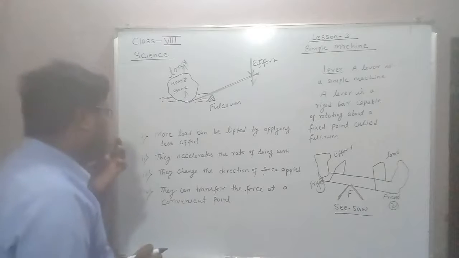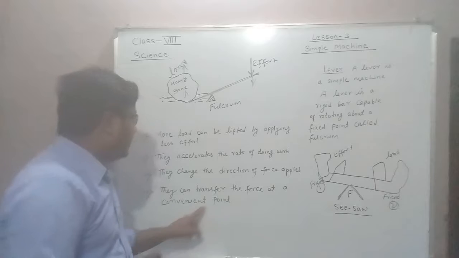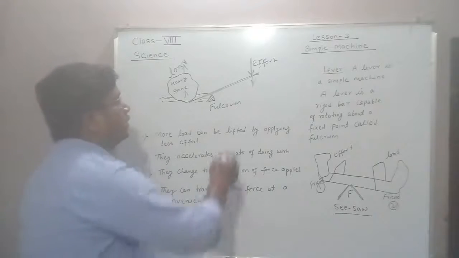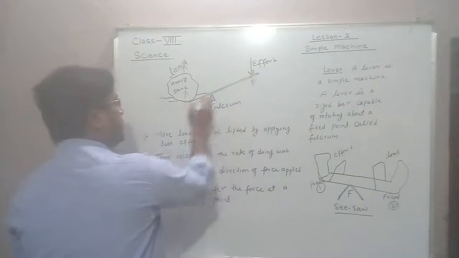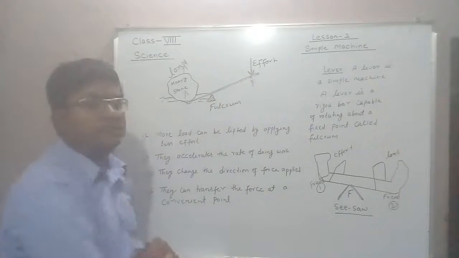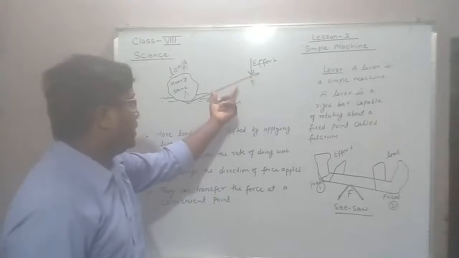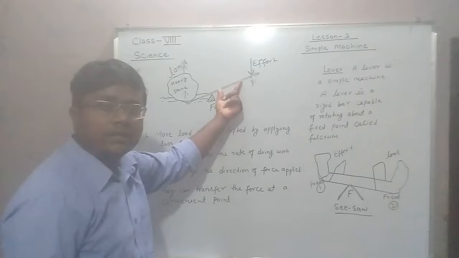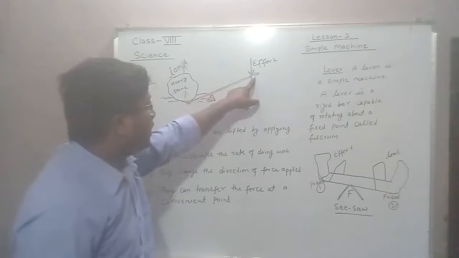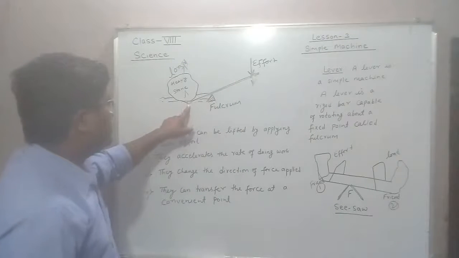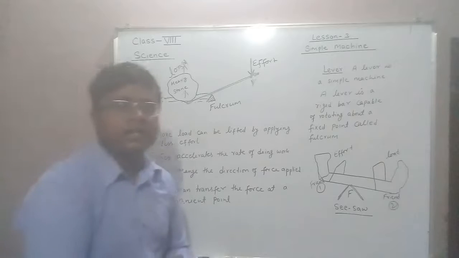Similarly, they can transfer the force at a convenient point. Actually, you are applying the effort at this point here, but this force is transferred to this point. With the use of this iron rod, or the lever, the effort at this point is transferred to this point. So this fourth point is also clear.